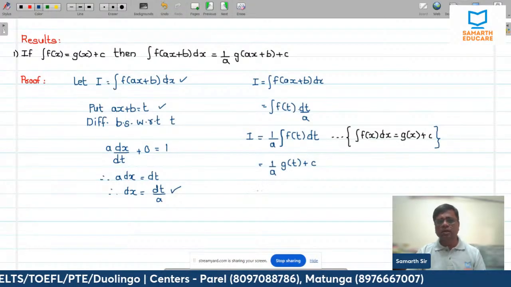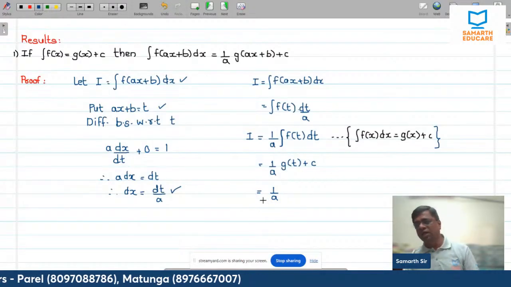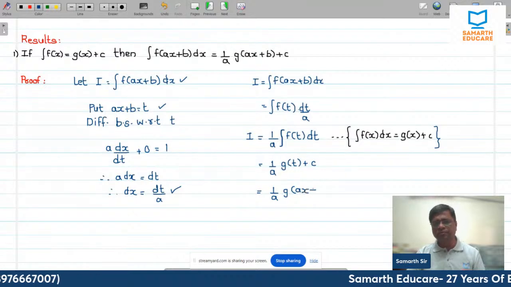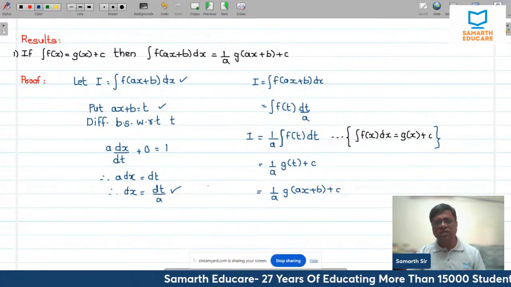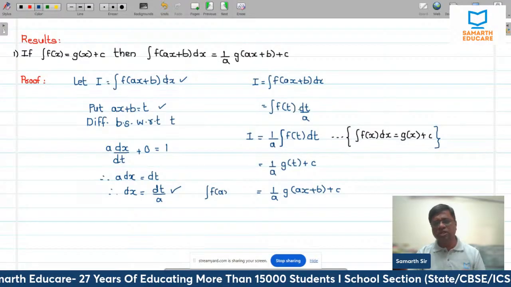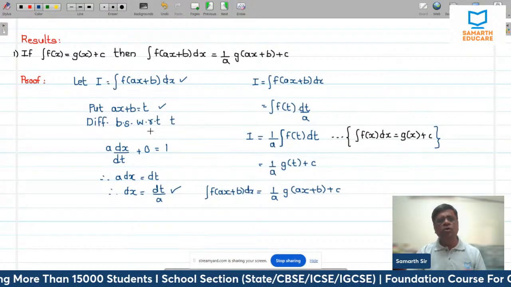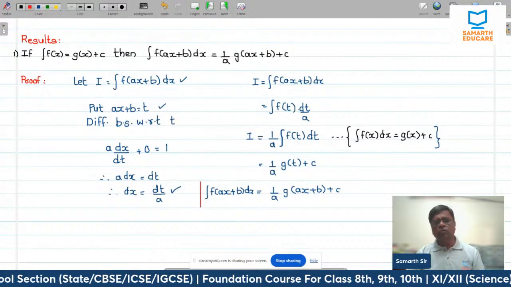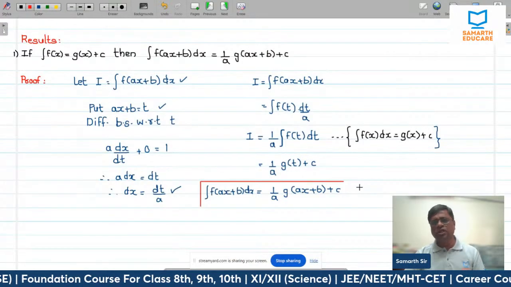plus c. Now what is t? I have to bring back the original value. T का value है ax plus b plus c. Hence, what we have done is integration of f of ax plus b. Now, a very important thing, although I'm not solving the problems right now, I would like to discuss this with you before I move on to the next part.